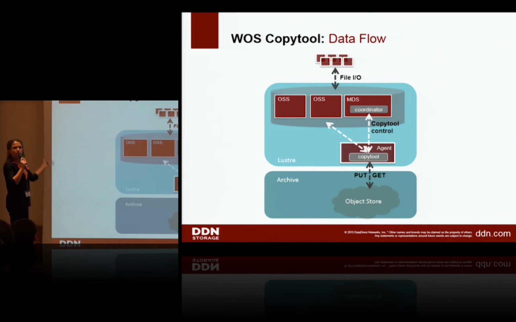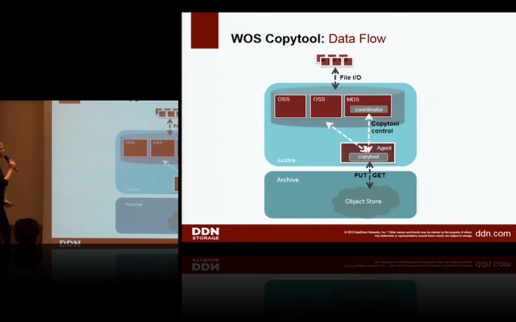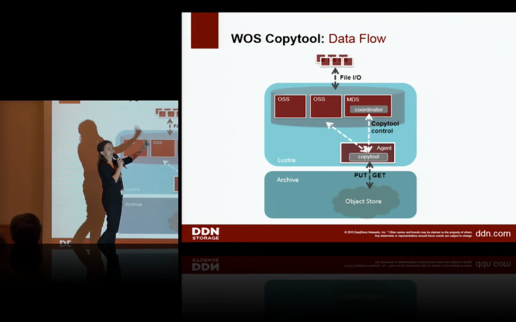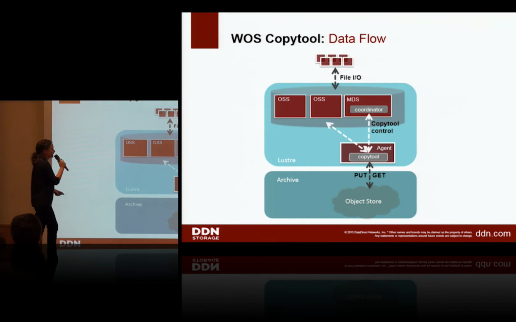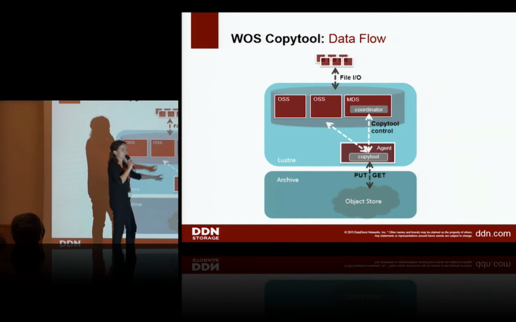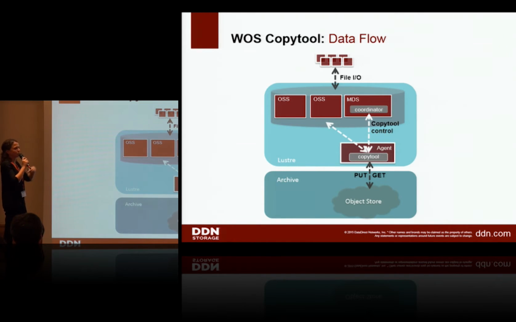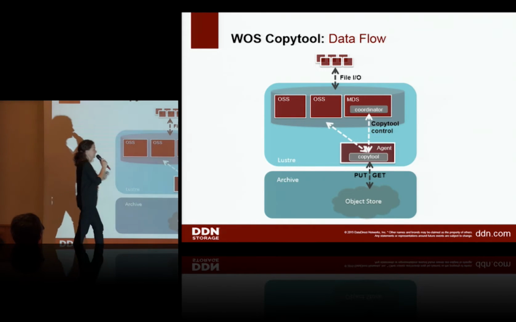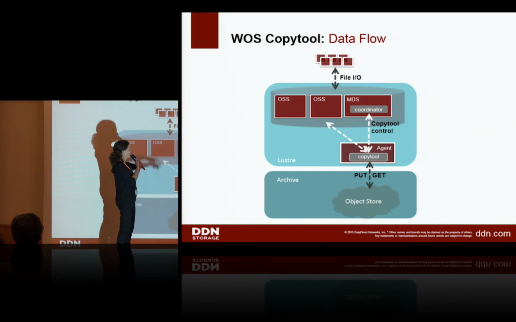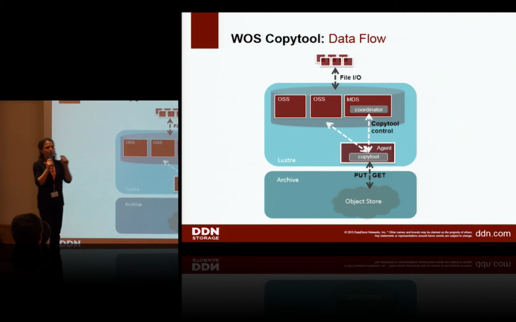The WAS copy tool data flow is the general HSM data flow defined for Lustre. Running on the MDS, we have the coordinator, and then we have one or multiple copy tools running. These are called agents. These are the Lustre clients. They are going to do the movement of the data. When they get the operation that has to be accomplished from the MDS server, they will use internally the put or get operation to put the information or to recover the data.